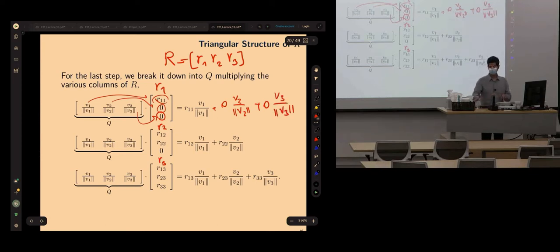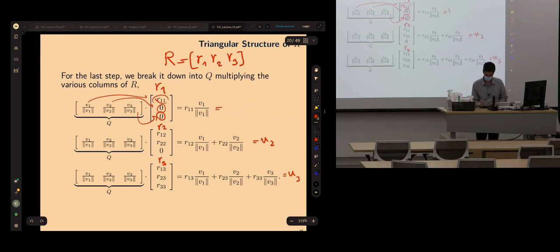All right, so these zeros will basically cancel, and what do we get? These are vectors. These are columns of A, right? It's the same equation that we had in Gram-Schmidt. These are just columns of A.